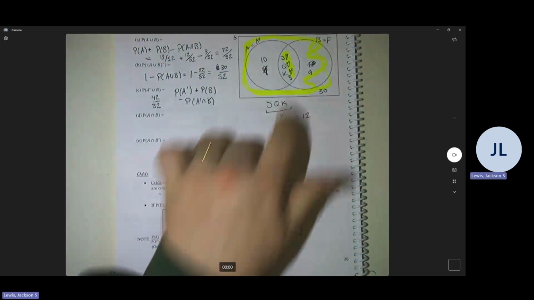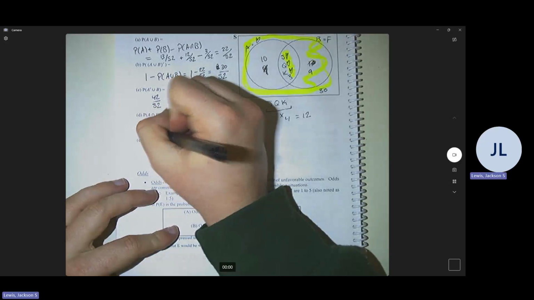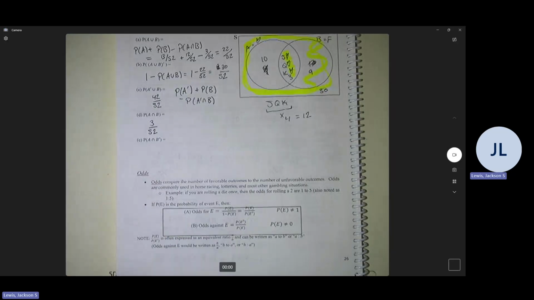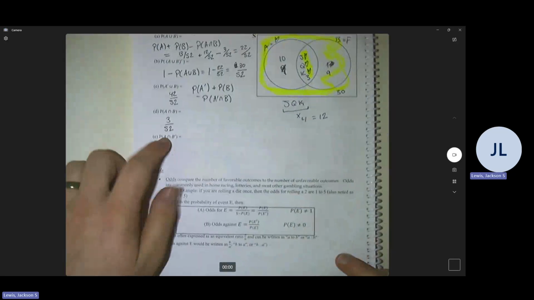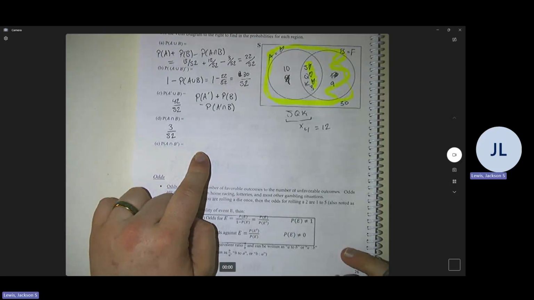Cool. All right. Now, what's the probability that something is both a heart and a face card? Well, let's see, there's only 3 of those in here. So that's just 3 on 52. Right? It's everything that's in that overlap right there. And then the probability of A intersect B prime. This is the probability that something is both a heart and not a face card.